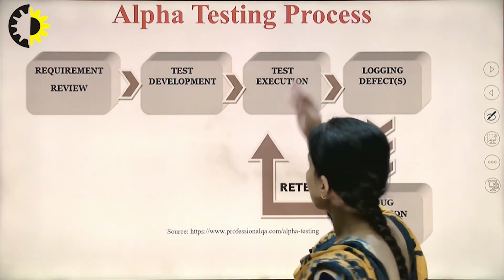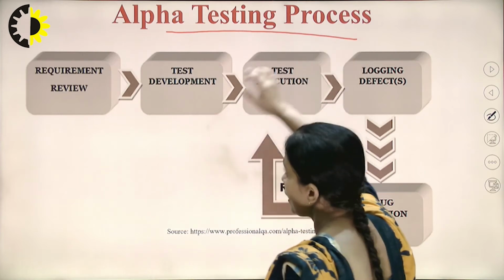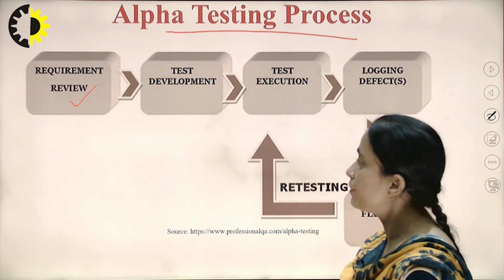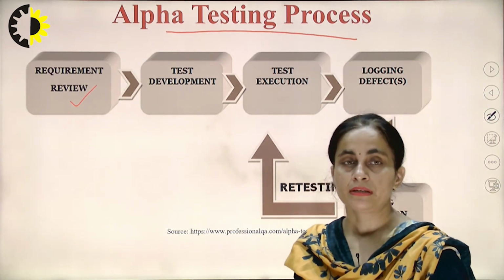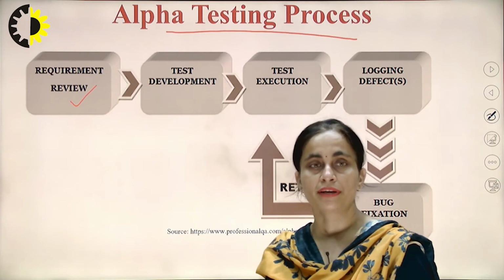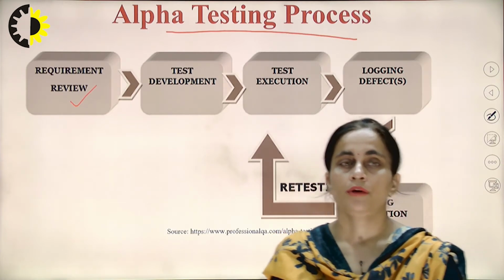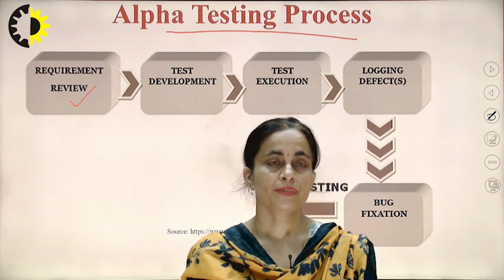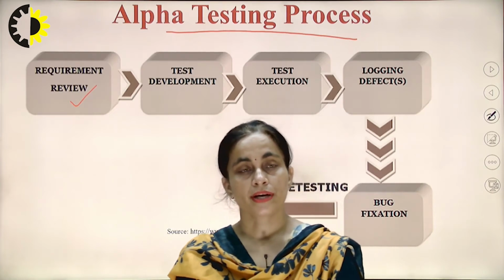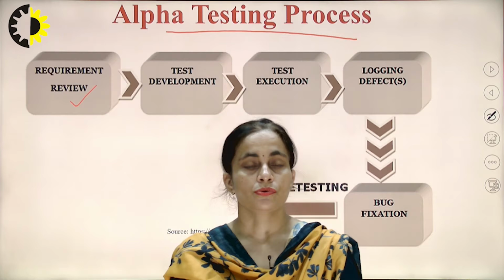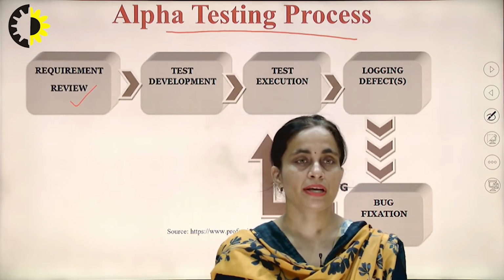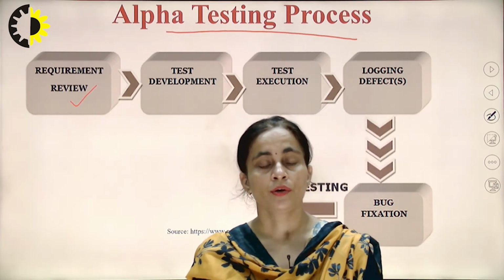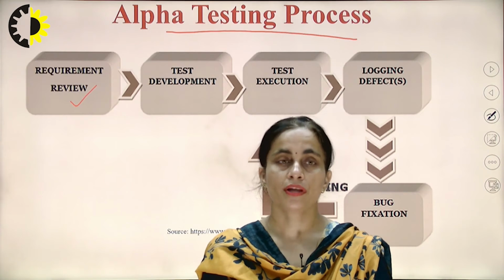So let us discuss the alpha testing process. We started with the requirement review. That was our first phase. We reviewed all the gathered requirements. See, when we are going to develop any kind of software application, we will first discuss it with the customer. Suppose I am developing a student result management system. When I am going to develop this application, I will gather which kind of outputs the student wants to get on the website.